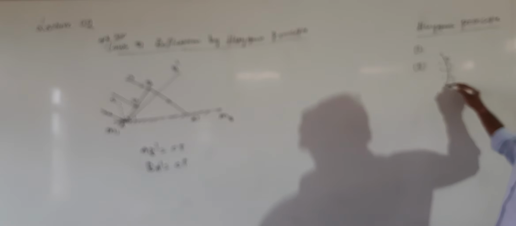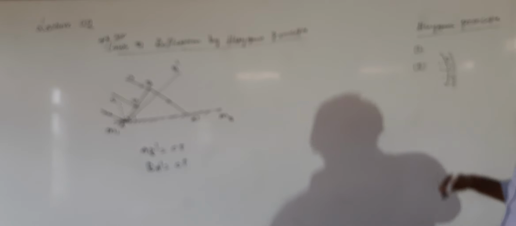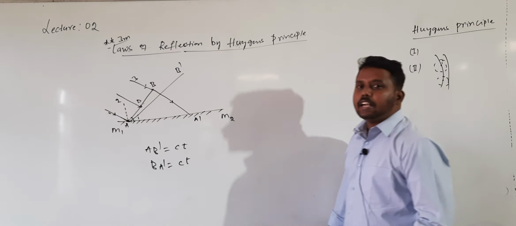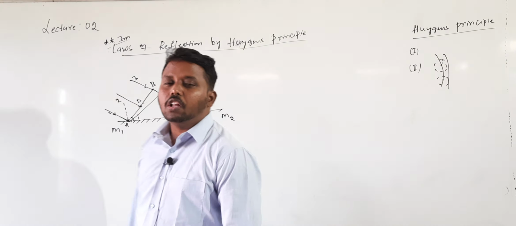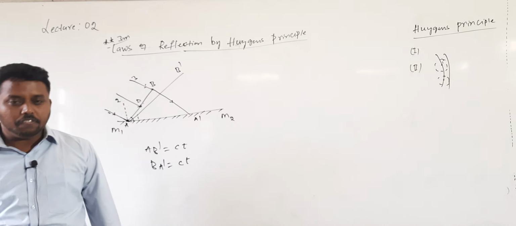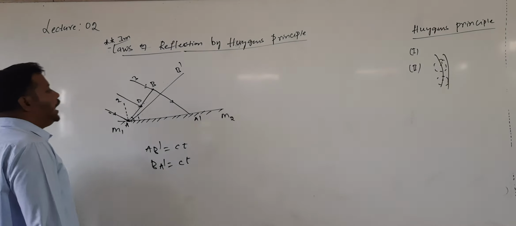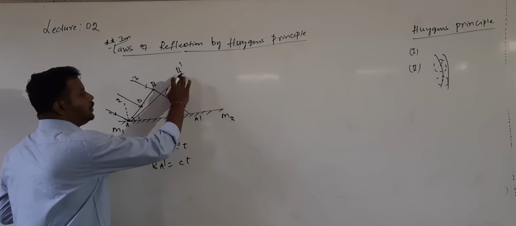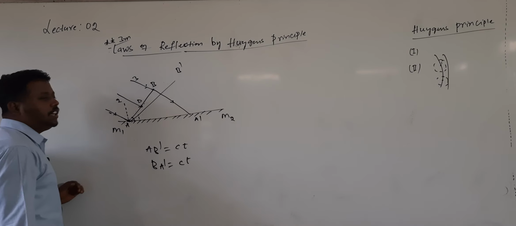If I construct the spheres, then the tangent drawn onto the spheres will give you the direction, the position of the new wavefront. Now I want to locate the reflected wavefront position.